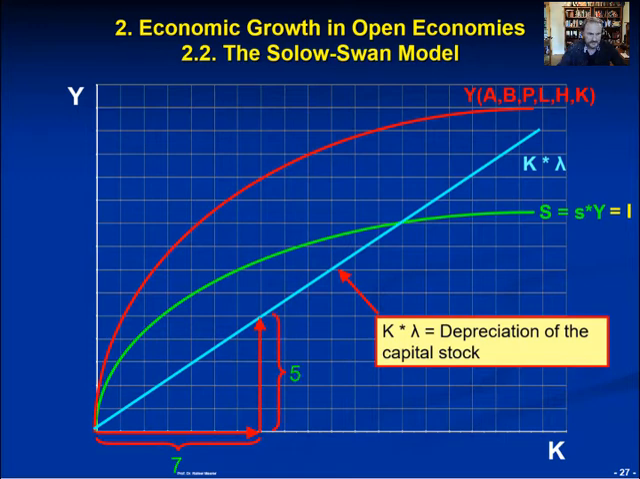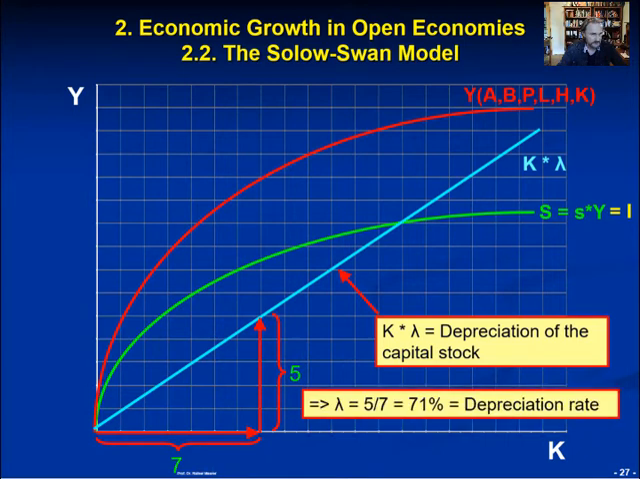As a result, the savings ratio lambda equals 5/7, which yields a value of 71%. So this blue line implies a value for lambda equal to 71%, 0.71.